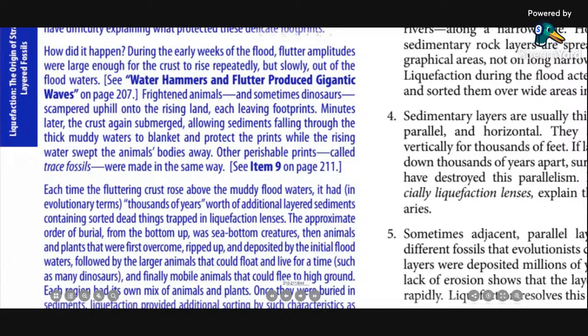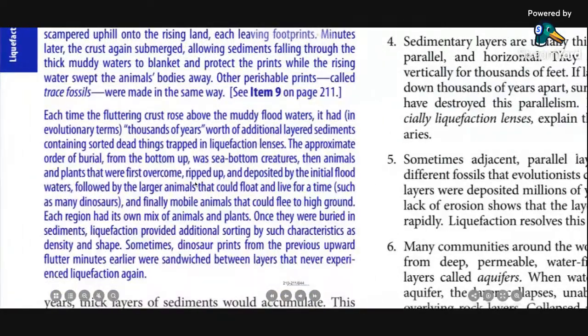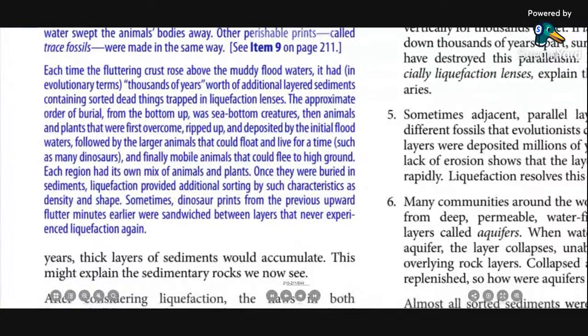Minutes later, the crust again submerged, allowing sediments falling through the thick, muddy waters to blanket and protect the prints while the rising water swept the animals' bodies away. Other perishable prints called trace fossils were made in the same way. Each time the fluttering crust rose above the muddy waters, it had, in evolutionary terms, thousands of years worth of additional layers, sediments containing sorted dead things trapped in liquefaction lenses.